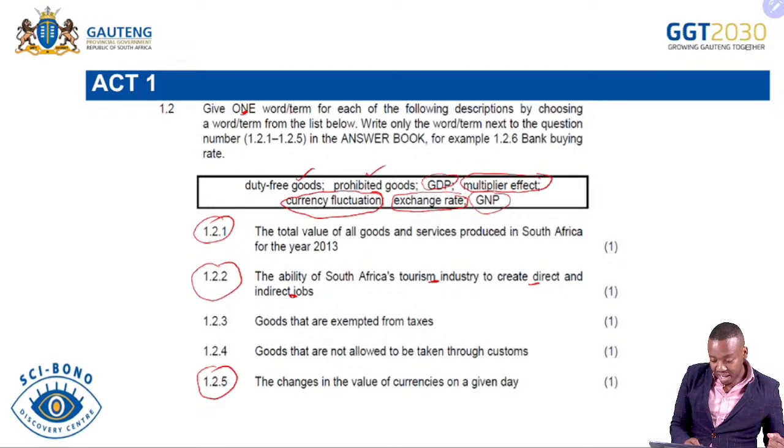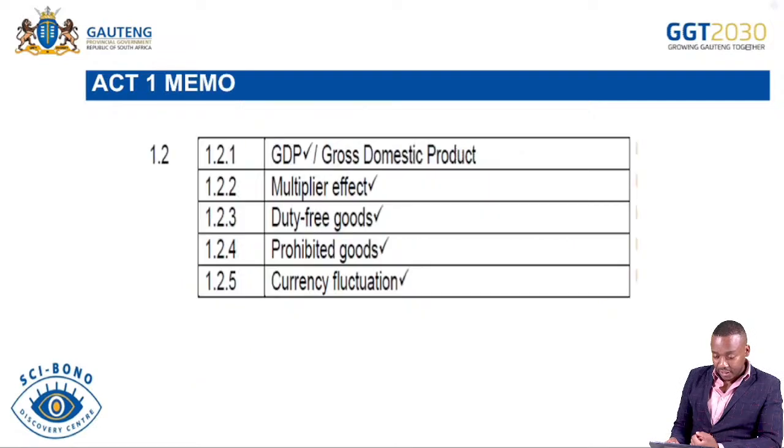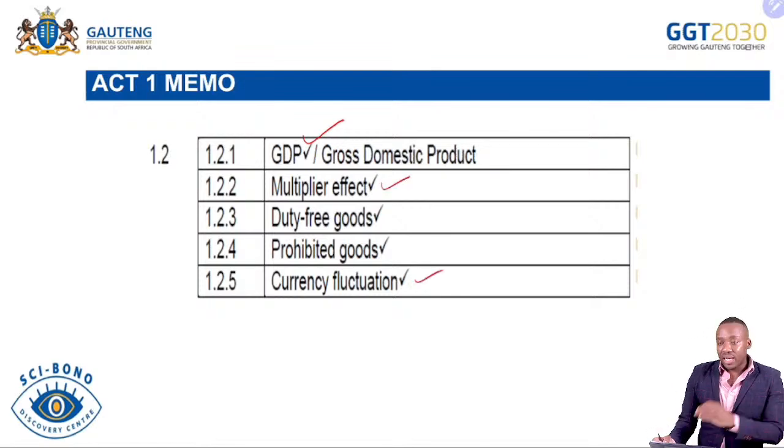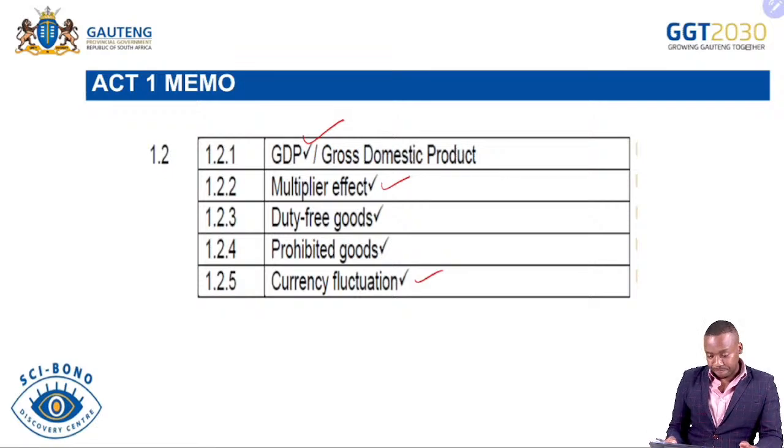1.2.5, what do we have? The changes, remember there I was talking about what? The currency fluctuation. So here it will be currency fluctuation. And then 1.2.2, it will be multiplier effect. And then 1.2.1, GDP. Can you see we also have GNP? So be careful there. Let me check if I was correct. Right, correct. The first one, GDP. The second one is, I said, multiplier effect. And then 1.2.5, it is what? Currency fluctuation.